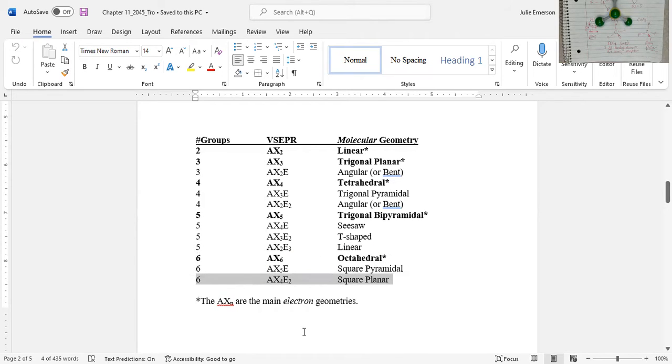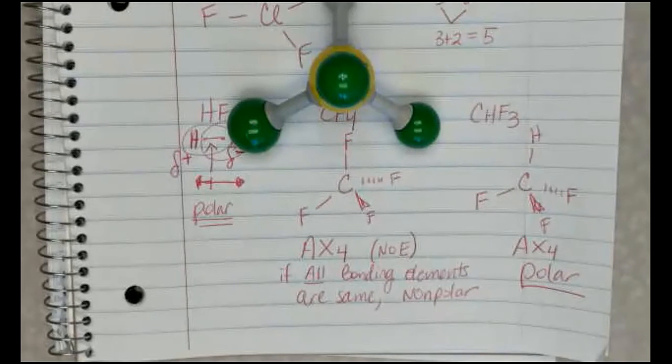Because those are in planes, the linear and the square planar, as long as all the bonding elements are the same, it will also be nonpolar. So it's the exception to the E rule. Normally, if there's any E, that's going to create a polar molecule, but those are the two exceptions, the linear and the square planar.